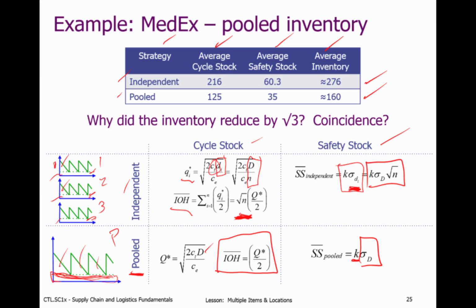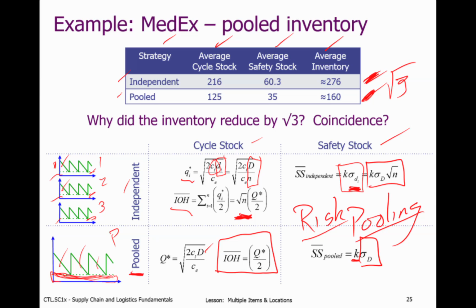So the reason why this goes down so much for safety stock is something that's known as risk pooling. Let me just write that down. So the whole idea is risk pooling, and this is very commonly used, and we'll talk about it again in a few minutes, but it's also sometimes called the square root of n rule, right? Where if I go from an inventory of 3 units here down to 1, then I will reduce my inventory by square root of 3.